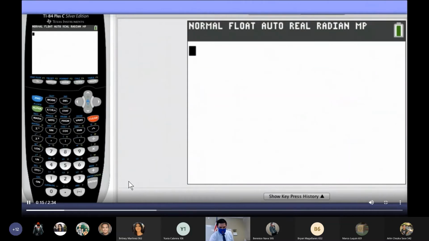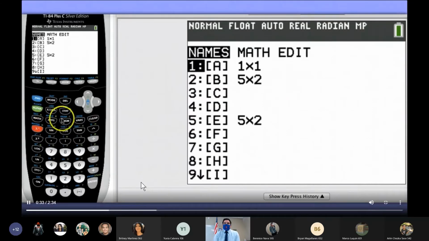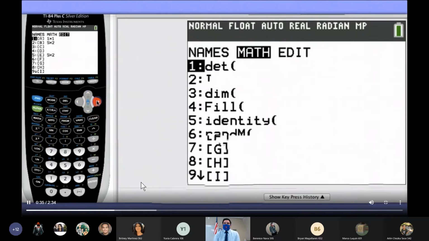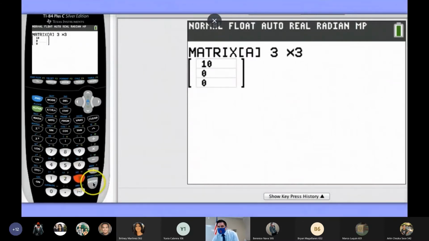In this example, we're interested in seeing if there's no difference in the true distribution of time students spend in place. To begin, we'll enter our data in matrix A. Hit second, X-1, go over to edit, and choose edit matrix A. We don't want matrix A to be a 1 by 1 matrix. We want it to be a 3 by 3 matrix. So hit 3, enter, 3.